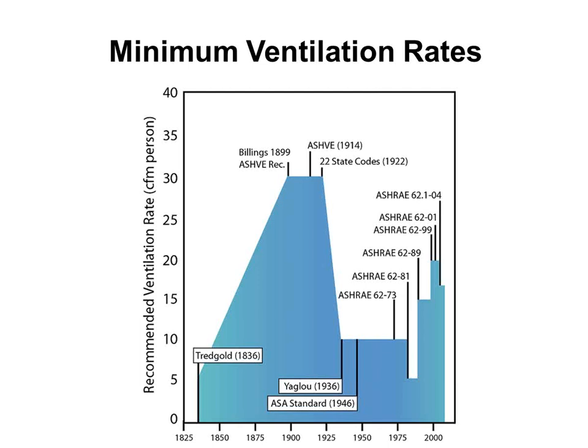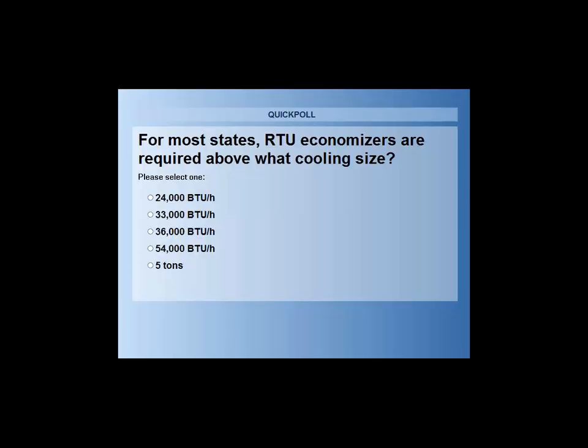I'm going to pop up another poll question here. All right, the question is, for most states, RTU economizers are required above what cooling size? And I'm going to say for most states, meaning the International 2012 code, because that is 20-some states, which is by far more than any other code being used. So basically, what's the 2012 code require an economizer for? 24,000 BTUs, 33,000 BTUs, 36,000 BTUs, 54,000 BTUs, or 5 tons, right? So most states means International Code 2012, which encompasses 20-plus states.